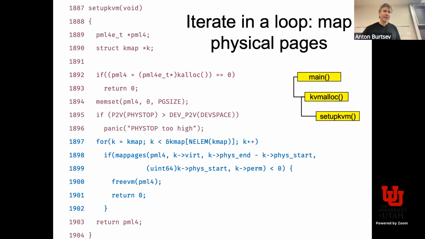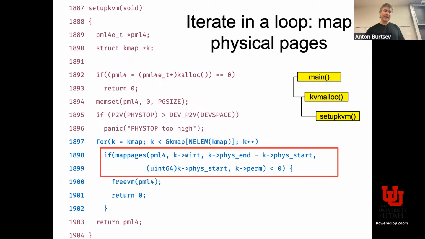Okay, sure. And now, what we're going to be doing, we will be using an array which is called a kernel map. And this array essentially represents those different regions. For each entry on this array, we will be using a function which maps this region. And this function is called map pages. We will be coming back to this function many times.